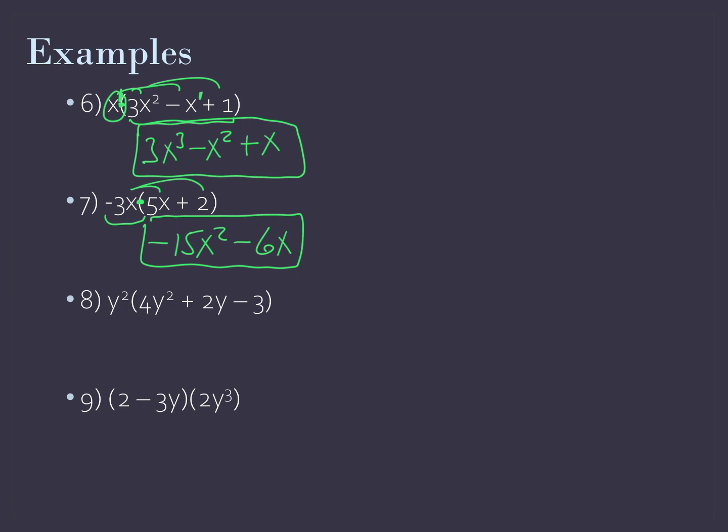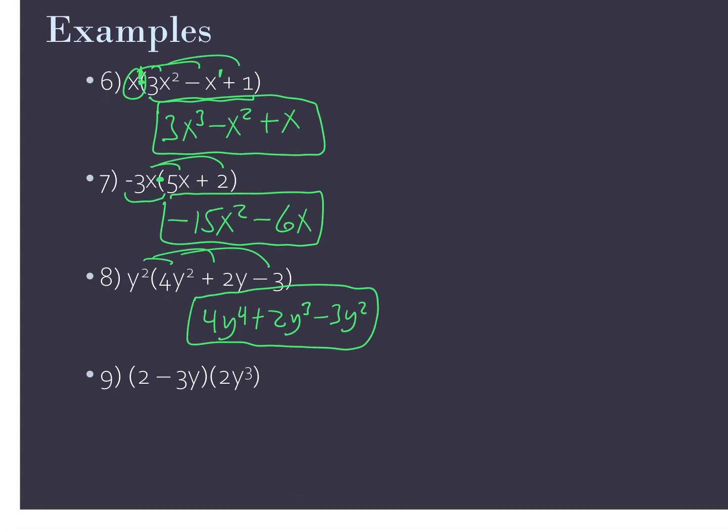All right, number 8 as well. I have a y squared on the outside of my parentheses. Assume we're multiplying, so this is going to get me 4y to the 4th plus 2y to the 3rd minus 3y squared, right? Just distribute that y squared to every single term on the inside of my parentheses.